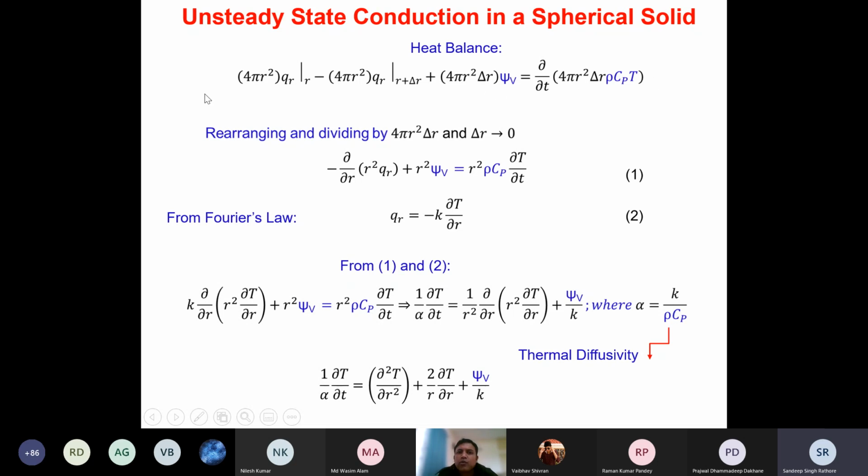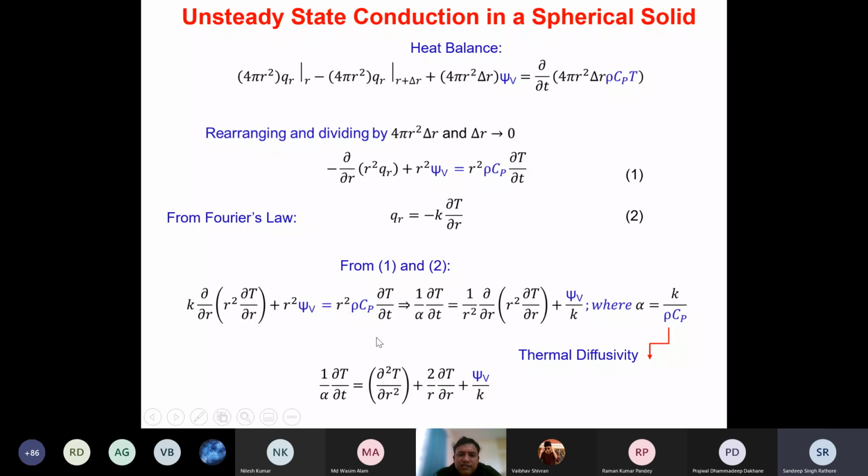If you divide this entire equation by 4 pi delta R, what we get is minus dou by dou R of r square QR plus r square psi V, equals r square rho Cp dou T by dou T. We can put this QR by using Fourier's law of heat conduction. So QR is given as minus K dou T by dou R. If I put it here, what we get is K dou by dou R of r square dou T by dou R plus r square psi V, equals r square rho Cp dou T by dou T.